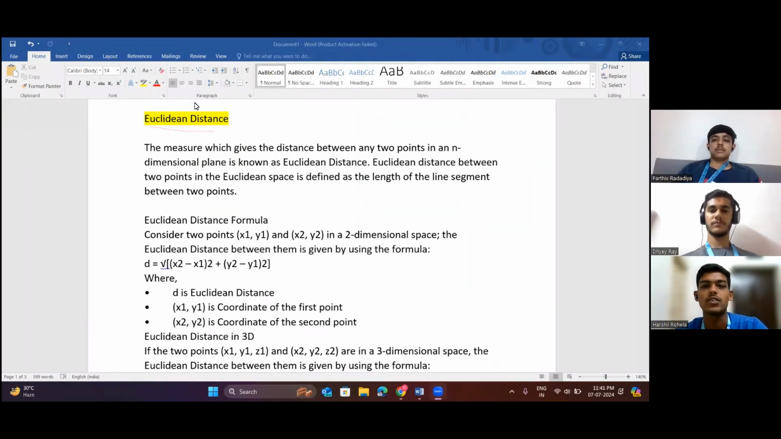The first distance method is Euclidean distance. The measure which gives the distance between any two points in n-dimensional space is known as Euclidean distance. Euclidean distance is basically the length of a line segment between two points.